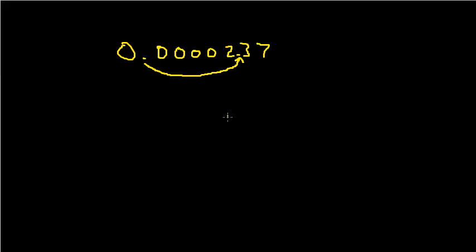For really small numbers, such as 0.0000237, I can rewrite this using scientific notation, again by moving the decimal place just to the right of our first non-zero digit. So just after the 2. This gives me 2.37 times now 10 to the, I moved my decimal place 1, 2, 3, 4, 5 places, but I moved it in the opposite direction this time. I'm going to multiply by 10 to the negative 5th.